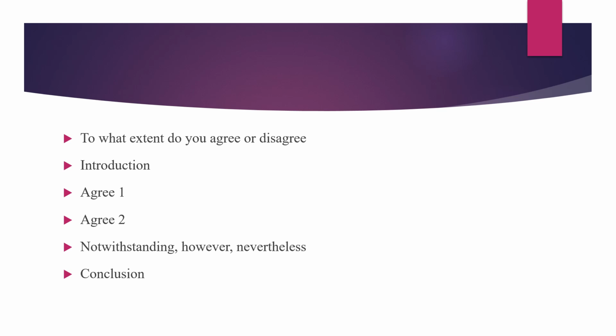In the introduction, first we need to mention the background information or the background statement. Then we need to explain or paraphrase the topic which we are given there, and we should provide our opinion, and then we should explain what points we'll be discussing in this essay. Agree 1, we will be discussing our agree 1 point, why we are agreeing, and agree 2 point again why we are agreeing, the second point, and a notwithstanding with the exception, and in conclusion we'll be concluding our whole essay.